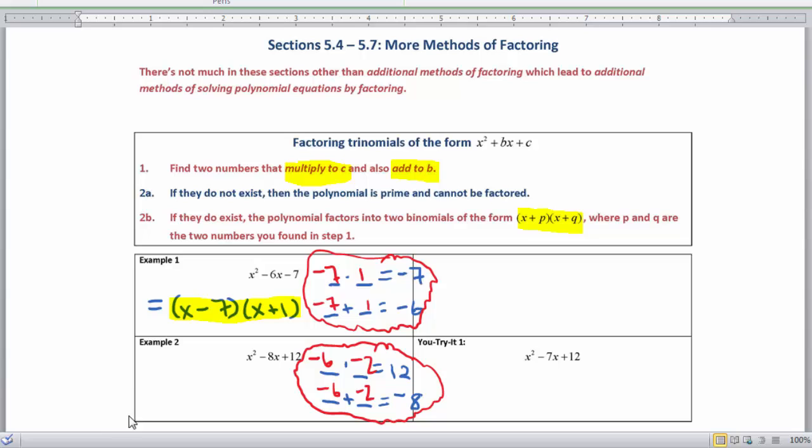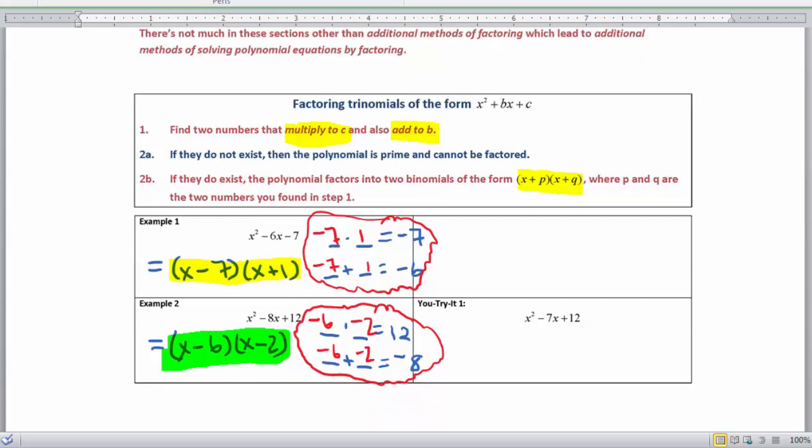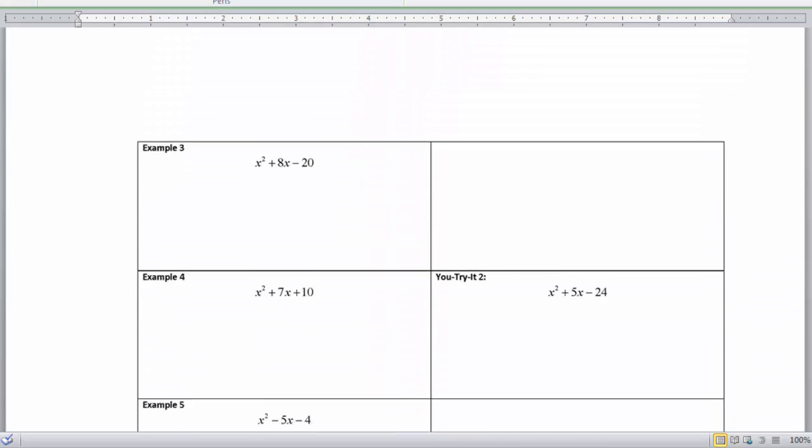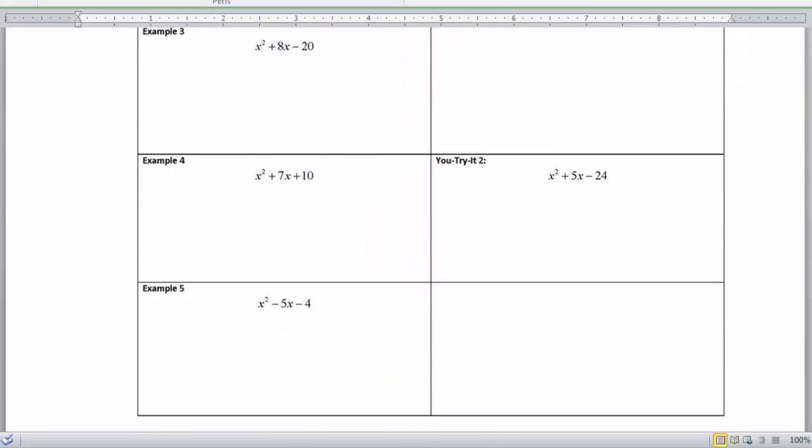So you found the two numbers, and once you find them, they go directly into the binomial of the form x plus the first one, which is x minus 6, times x plus the second one, which is x minus 2. And that would be it. So it's just x minus 6 times x minus 2. And then we have a couple more of these. Well, 3 more actually, to be exact.